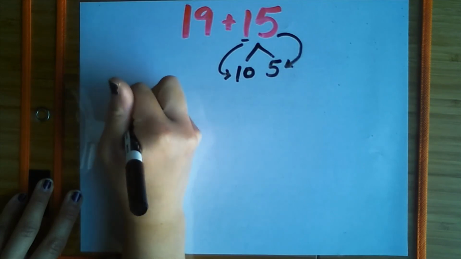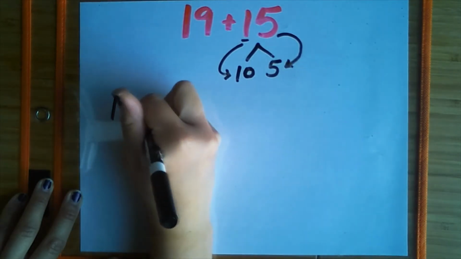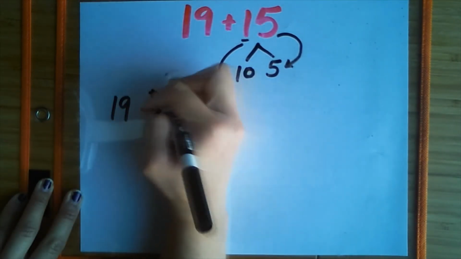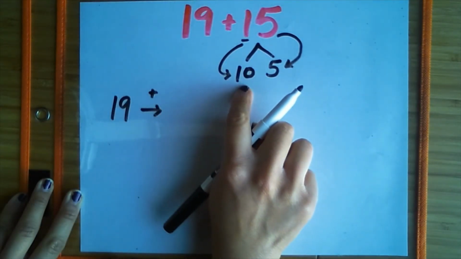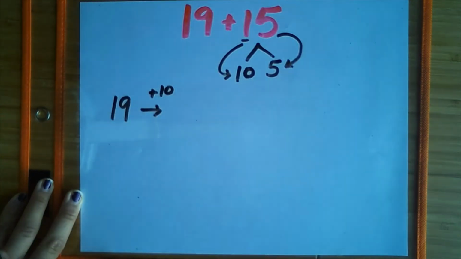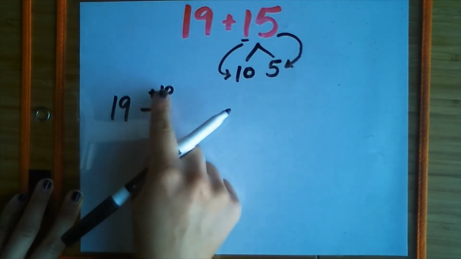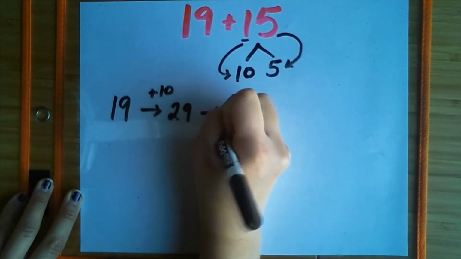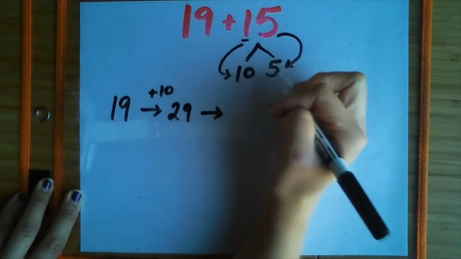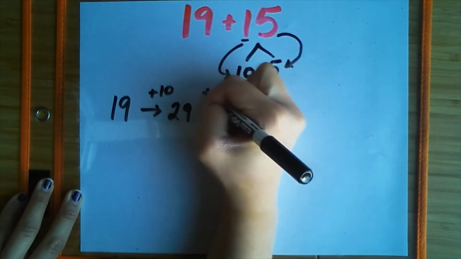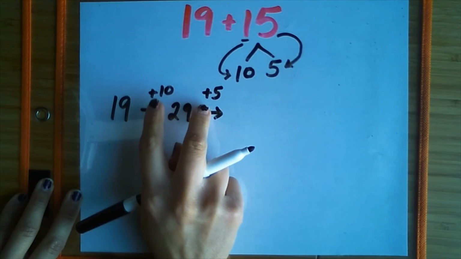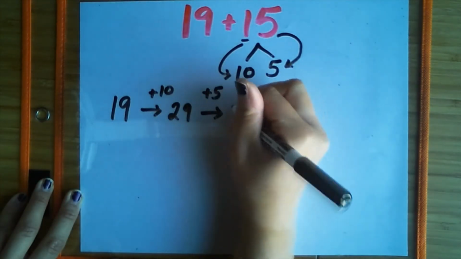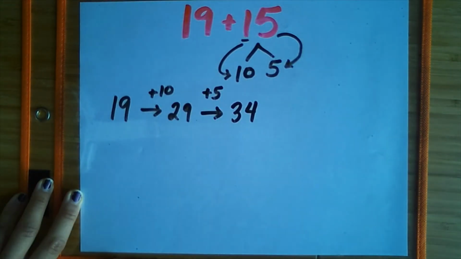Ready? 19. We're going to add up, or we're going to use arrows and then we're going to draw a plus 10 on top. We know that 19 and 10 makes 29. And then we're going to draw another arrow. And we still have 5 left, so we're going to add 5. And look, we used both parts, 10 and 5 from 15. So 29 and 5 is going to give us 34.